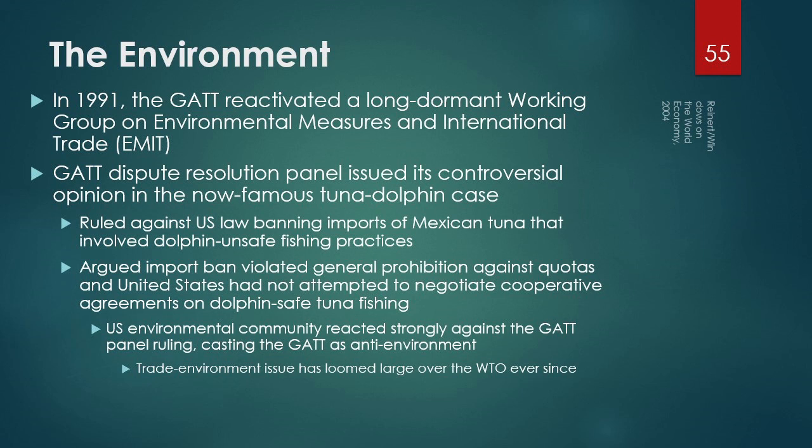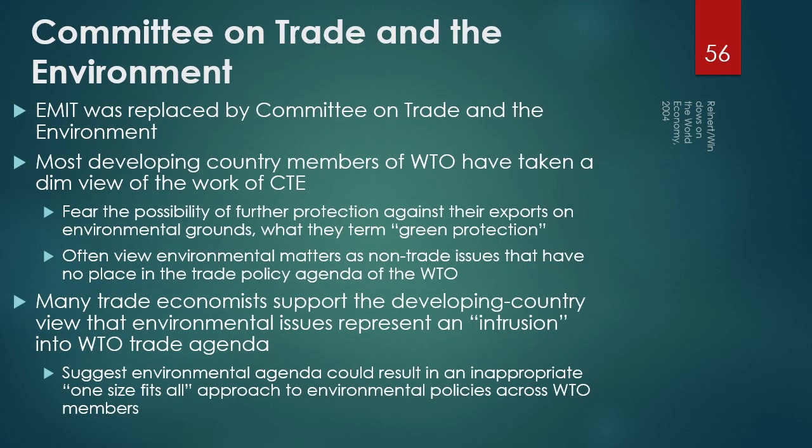The U.S. environmental community reacted strongly against the GATT panel ruling, casting the GATT as anti-environmentalists. The trade environment issue has loomed large over the WTO ever since. The Environmental Measures and International Trade, EMIT, was replaced by the Committee on Trade and the Environment. Most developing country members of WTO have taken a dim view of the work of the CTE, the Committee on Trade and the Environment. They fear the possibility of further protection against their exports on environmental grounds, what they term green protection.